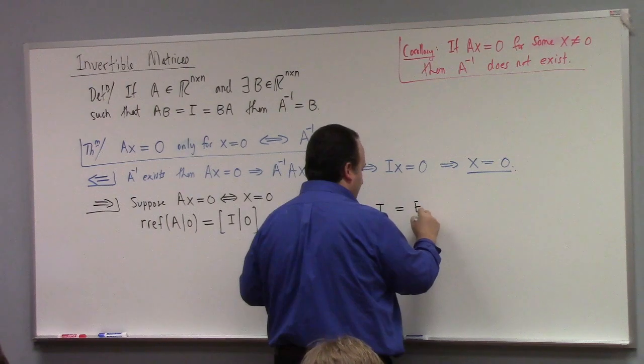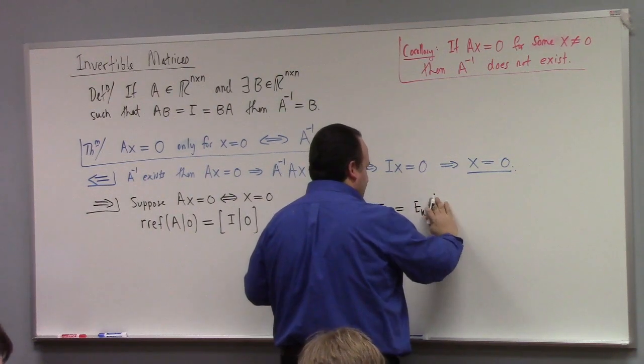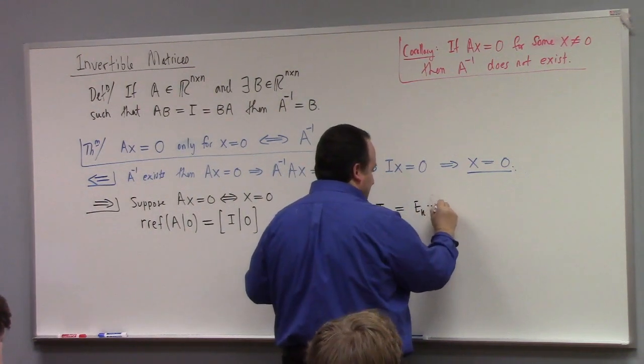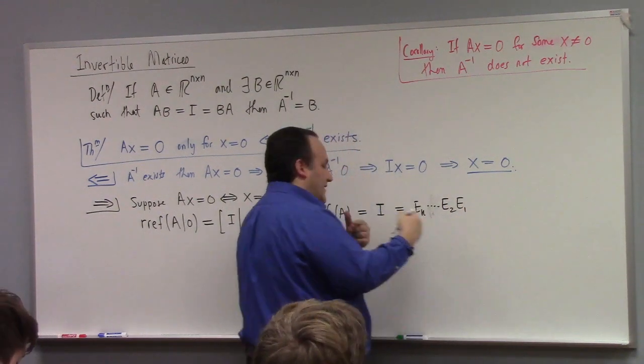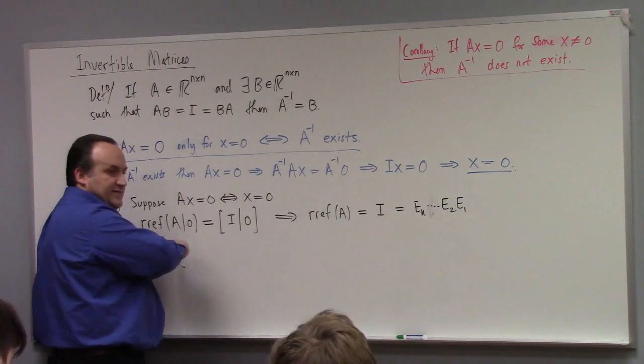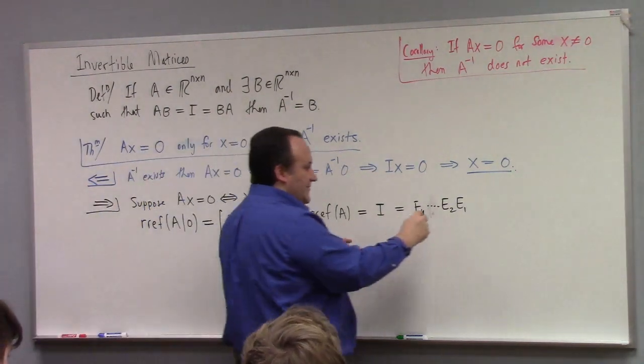Like E_k, let me just do dot, dot, dot here, dot, dot, dot, E2 times E1, right? So these are the elementary matrices necessary for the row reduction that accomplish this reduction, right? That times A gives us I.